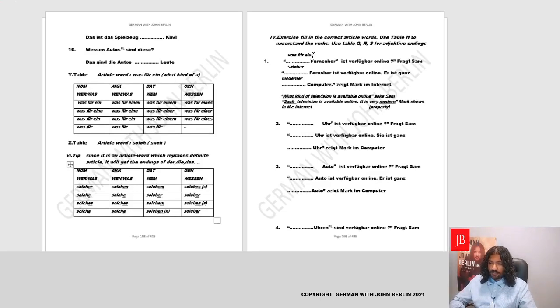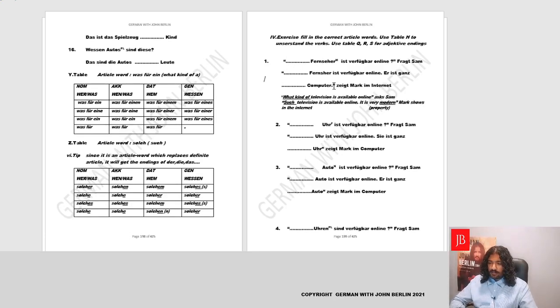I'll delete these so that we could do it together. Give me a quick second here. Okay, all right, now we'll begin. So the sentence basically is, let me correct the word here. It's Fernseher. Okay, no worries. Now I'll begin.